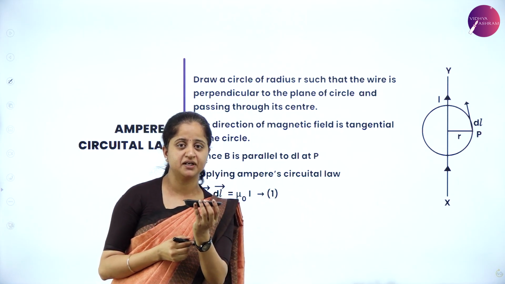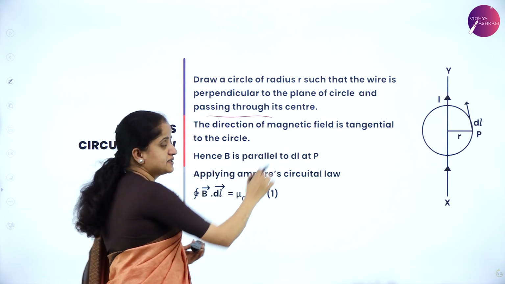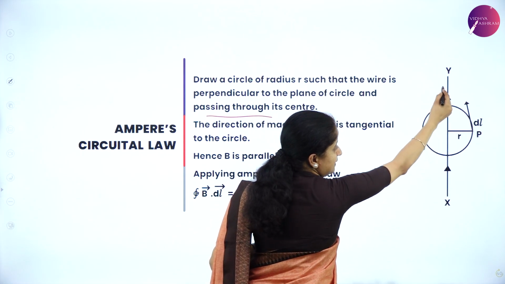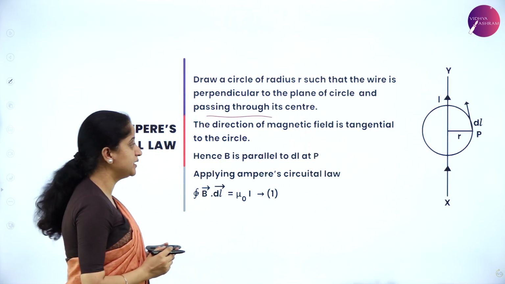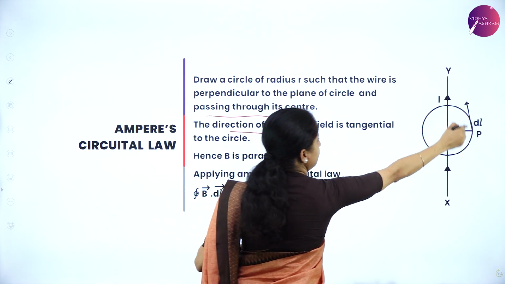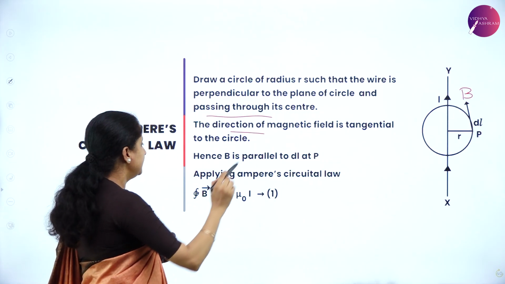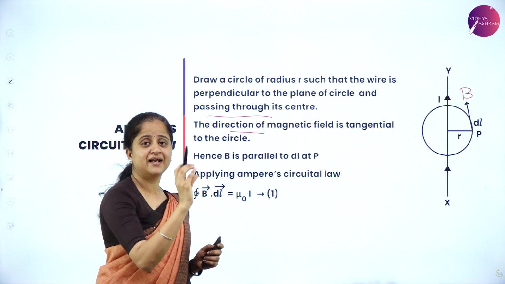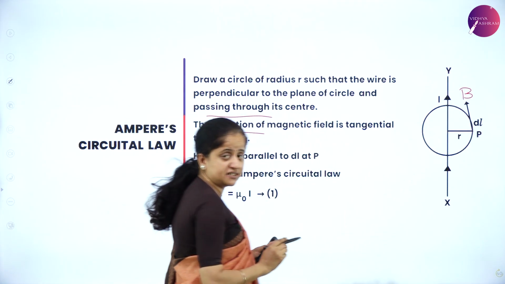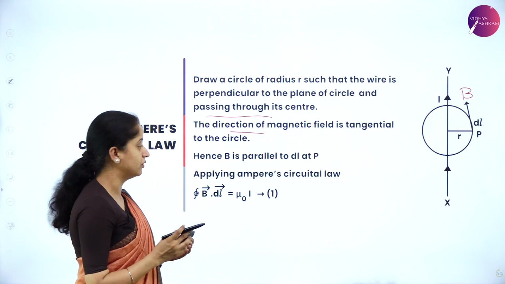Suppose this is my Amperian loop, then my conductor is perpendicular to the plane of the circle and it is passing through its center. You can observe here the wire is passing through the center of the Amperian loop. The direction of magnetic field is tangential to the circle. This is my magnetic field, it is always tangential to the circle, and it is also parallel to dl, the line element of the Amperian loop. When they are parallel, we know theta is equal to what? It is nothing but 0 degree.